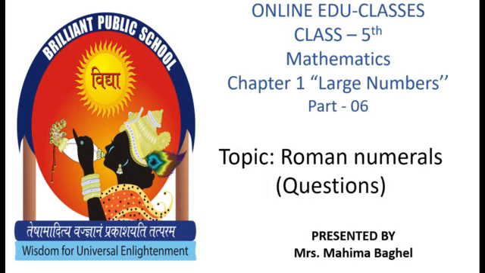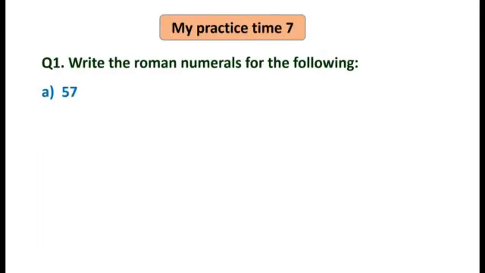Today in chapter number 1, large numbers, we are going to study Roman numerals questions. So children, in the last class I have taught you the rules of Roman numerals and today we will be solving the questions. So the question is from My Practice Time 7. The first question is write the Roman numerals for the following. And the first number is 57.